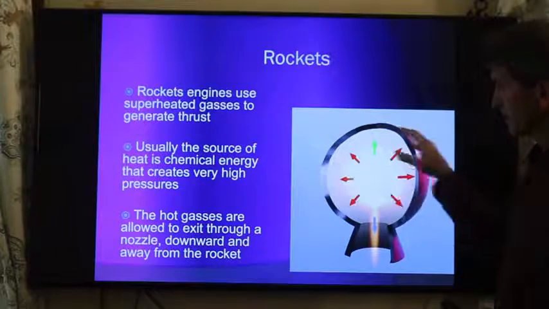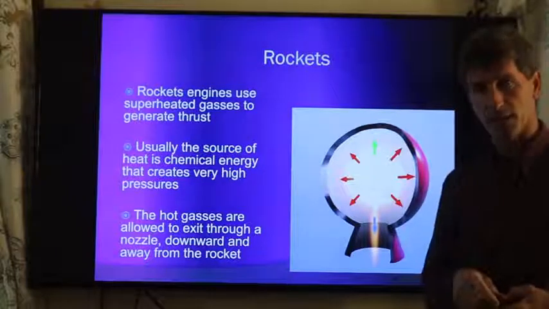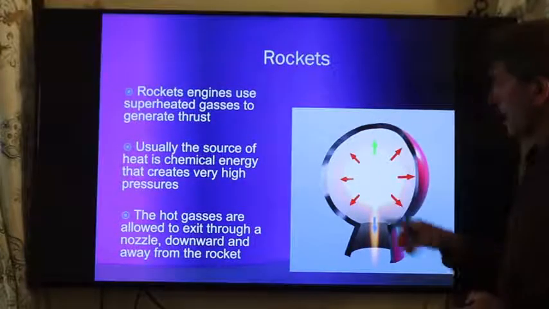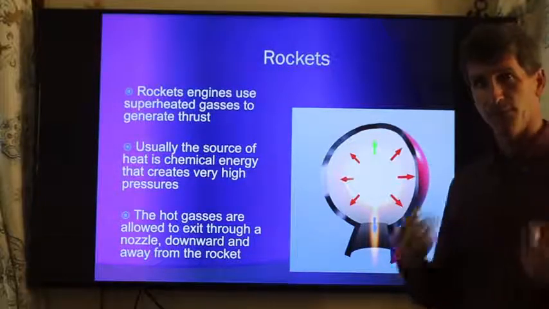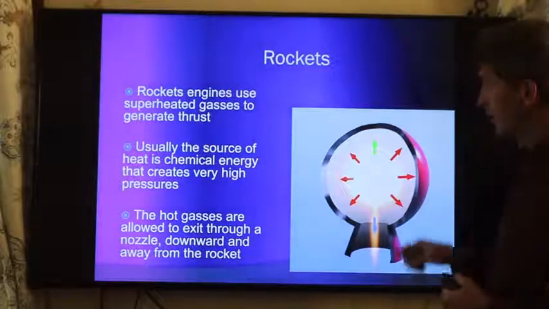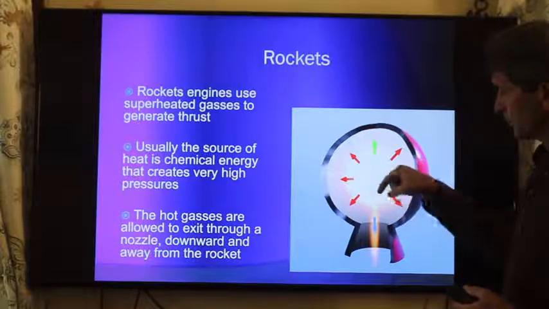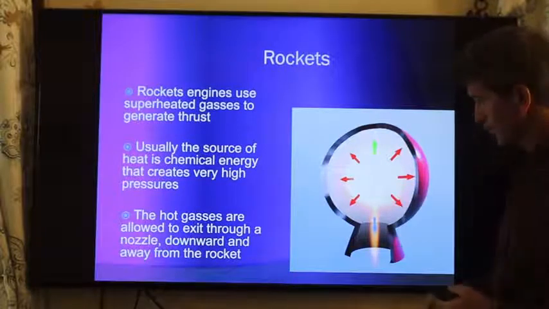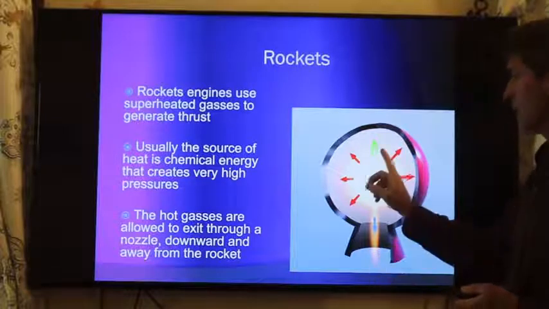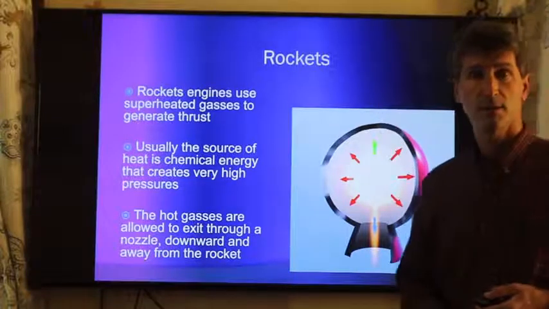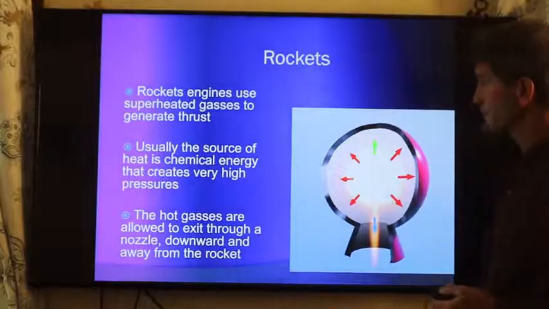If we look at the combustion chamber, this is highly stylized of a rocket engine. We can imagine the hot gas pushing on all sides of the chamber at very, very high pressures. The only place where it doesn't push is where the gas is being exhausted. So basically the action is this gas gets pushed downward, and the reaction is the rocket is pushed upward.